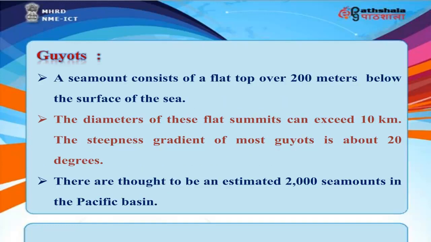A guyot consists of a flat top over 200 meters below the surface of the sea. The diameters of these flat summits can exceed 10 kilometers. The steepness gradient of most guyots is about 20 degrees. There are thought to be an estimated 2,000 seamounts in the Pacific Basin.